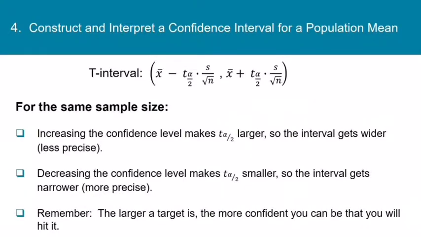So to help you remember how this relationship works, visualize a dartboard. The larger a target is, the more confident you can be that you'll hit it. So if you have a bigger dartboard, that increases your confidence that you can hit the board. In the same way, as long as we're not changing n, you can be more confident of trapping mu in a wider interval than you can be of trapping mu in a narrower interval. So as long as sample size is staying the same, increasing the confidence level makes the interval get wider, decreasing the confidence level makes the interval get narrower.